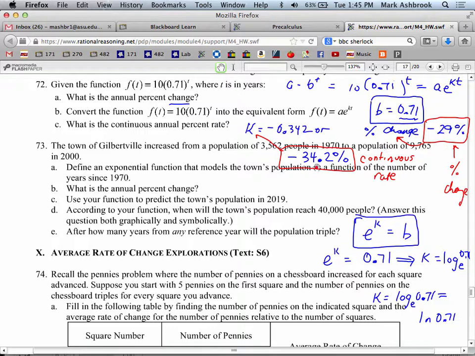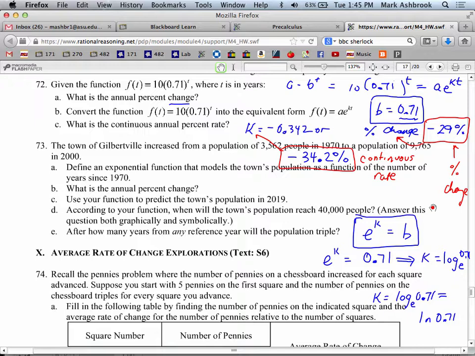I'm comparing these two numbers: negative 34.2% and negative 29%. Those are both percents. Are they the same or are they different? Obviously they're different numbers, so that's not what I'm asking. I know that 34.2 is a different number than 29, obviously. I'm a math teacher, okay? So what is my question really? Do they represent the same growth or decay, or different patterns of decay?